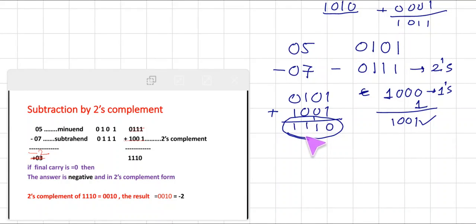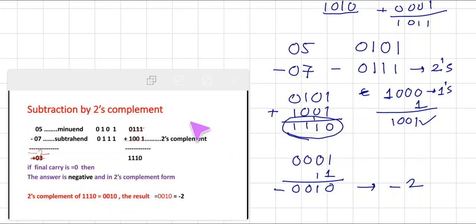So what you need to do is take the 2's complement of this. To take the 2's complement, you first convert into the 1's complement, that is 0001. And to get the 2's complement form, we have to add 1. So 1 plus 1 is 0, and here it is 0010. But remember that if the final carry is 0, the answer is negative. So it is negative. It represents minus 2. So we can say 05 minus 07 gives minus 2. So this way binary subtraction can be done using the 2's complement form.